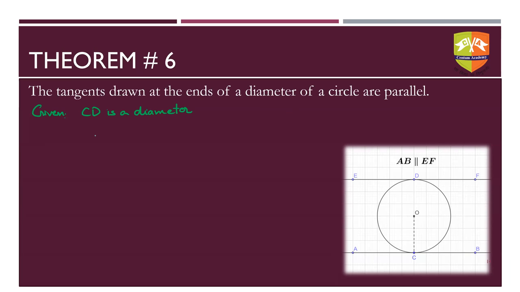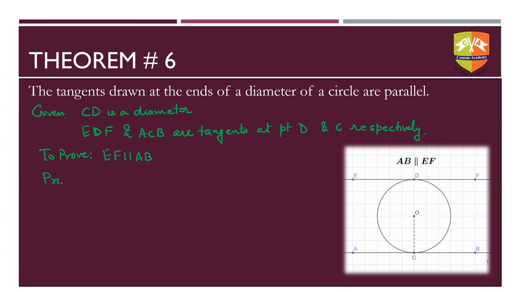CD is diameter, and EF and EDF, you can write like this also, 3 points. So EDF and ACB are tangents at point B and C respectively. Therefore, you can say, to prove. What is to prove? To prove that EF is parallel to AB.